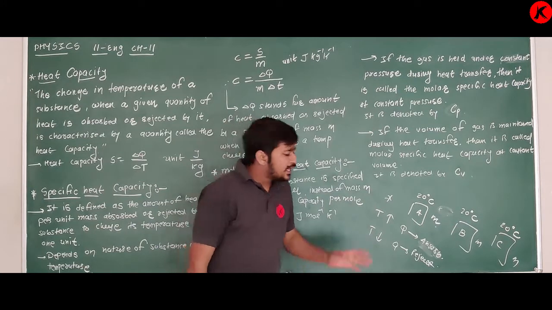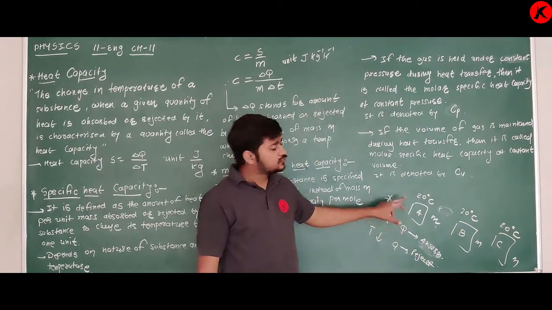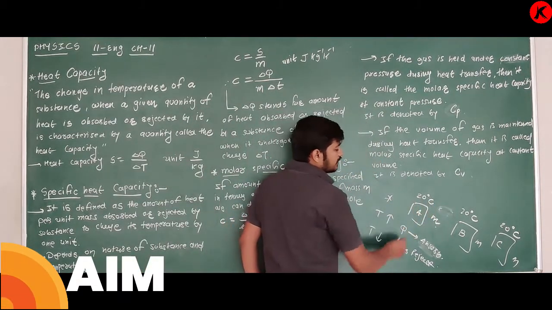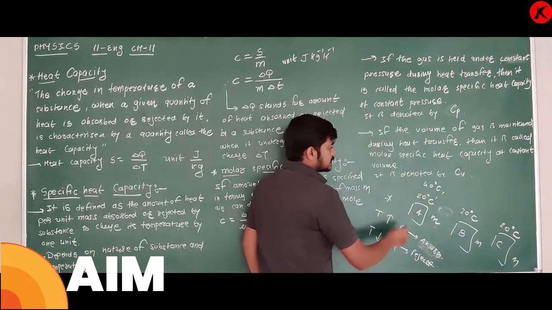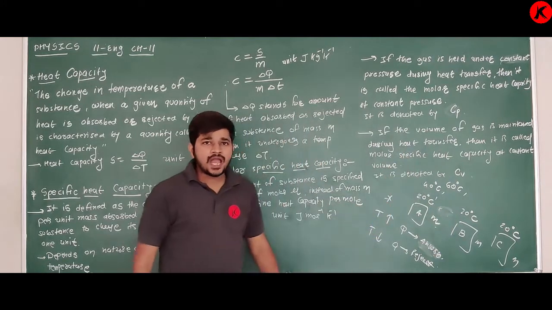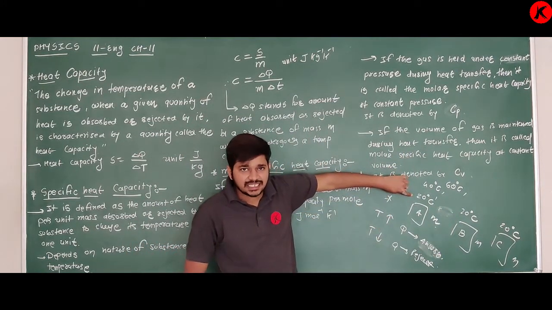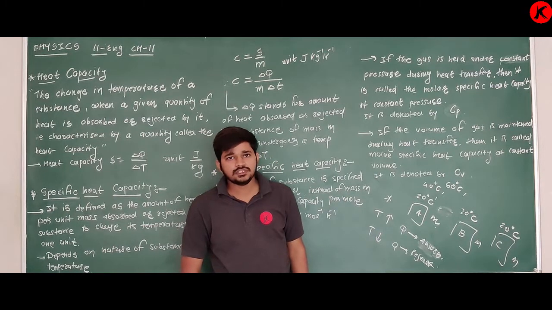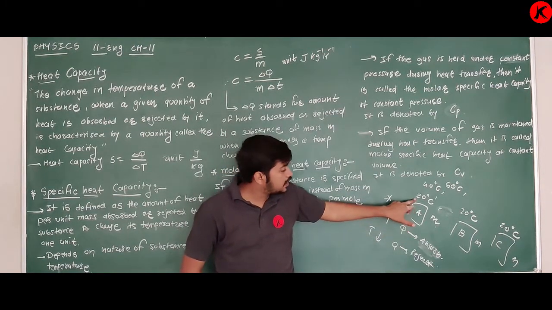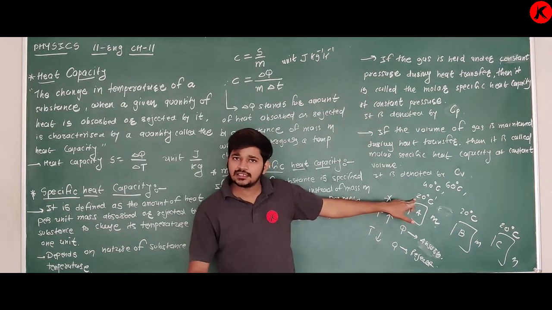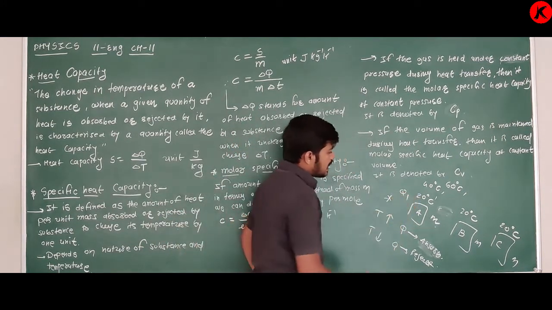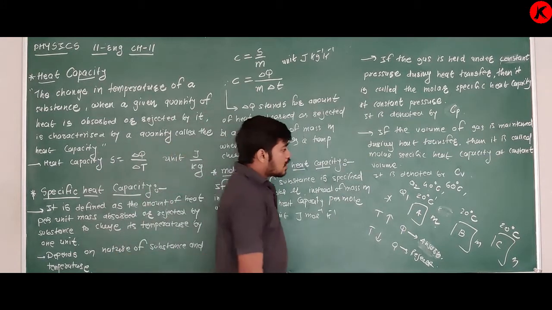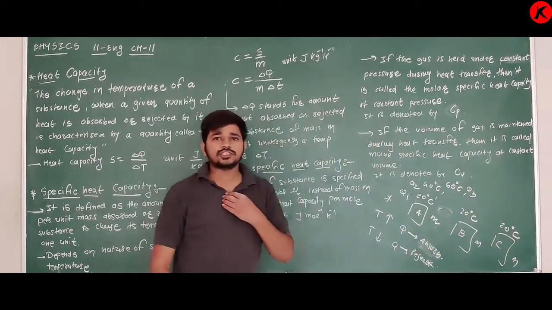Also, if only for one object, for example substance A, I want to first increase its temperature by 20 degrees Celsius, then 40 degrees Celsius, then 60 degrees Celsius, then for a different change in its temperature, the heat absorbed is also different. For a change of 20 degrees Celsius, let the heat absorbed be Q1. For 40 degrees Celsius, let it be Q2. For 60 degrees Celsius, let it be Q3.